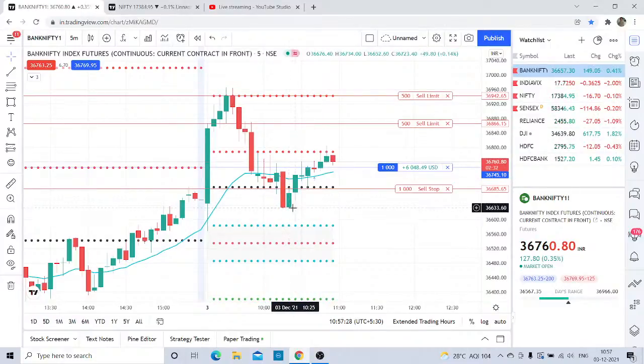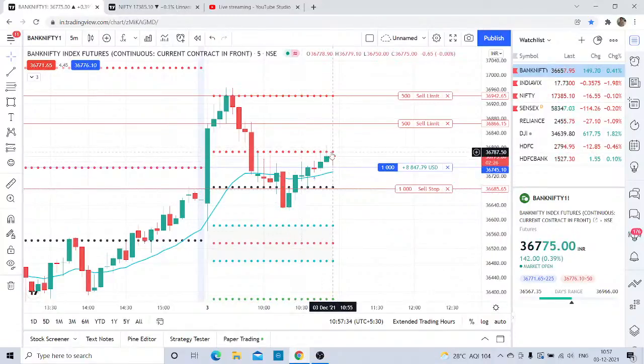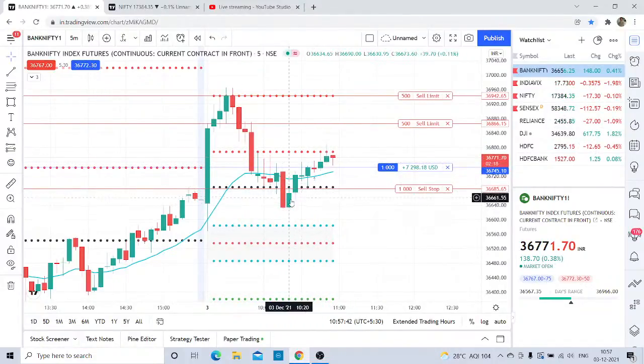Somebody may have taken a trade here. They could place a target of R1, and then they would have made some profit. This is a risky trade actually. So somebody may have taken it here, but this would be a risky trade.